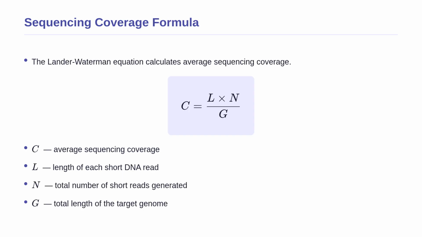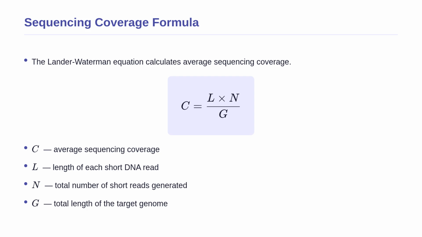To measure how well we have read the genome, we use the fundamental Lander-Waterman equation. Conceptually, this formula takes the total amount of DNA data we generated and divides it by the actual size of the genome. Let us look at the symbols. C represents the average sequencing coverage, which is a dimensionless number telling us how many times a base is read. L is the length of each short DNA fragment in base pairs. N is the total number of these short reads generated by the machine. Finally, G is the total length of the target genome in base pairs.